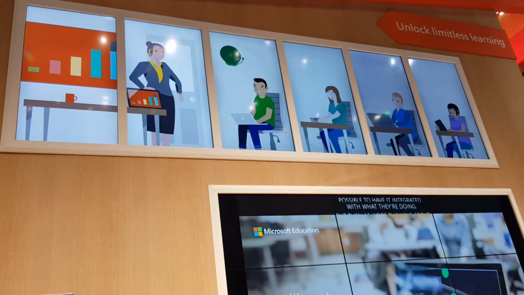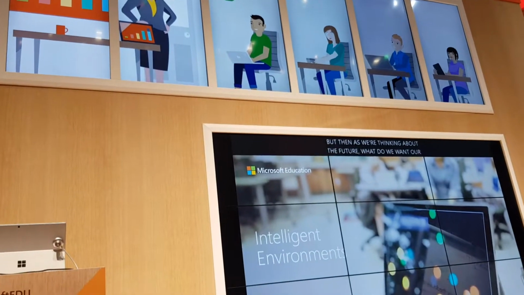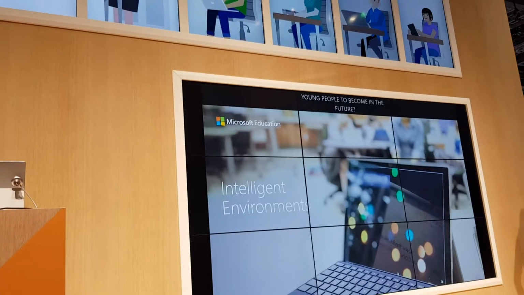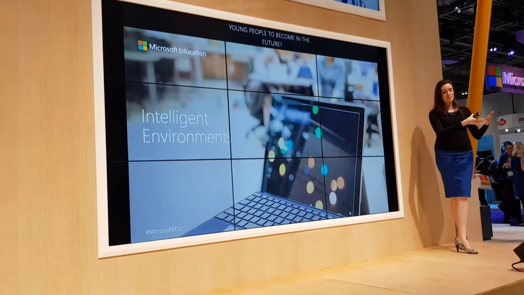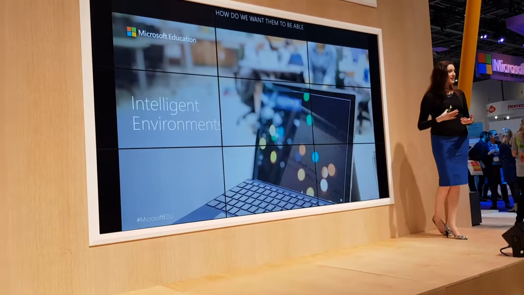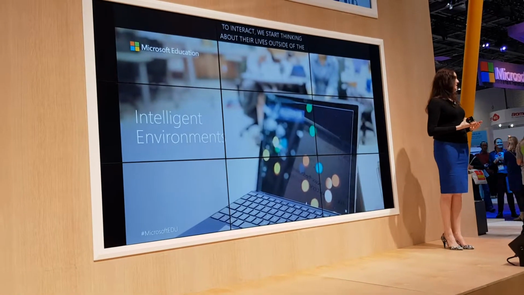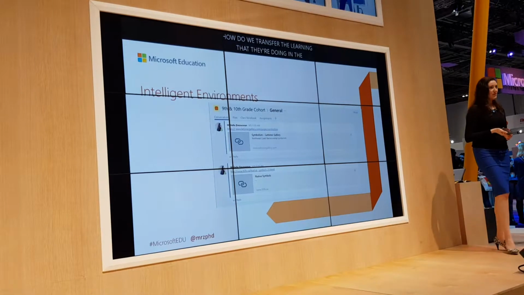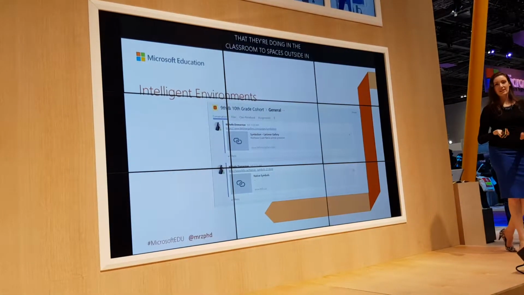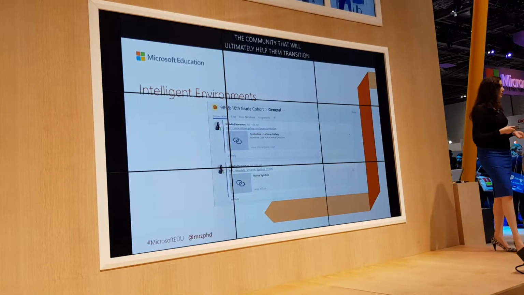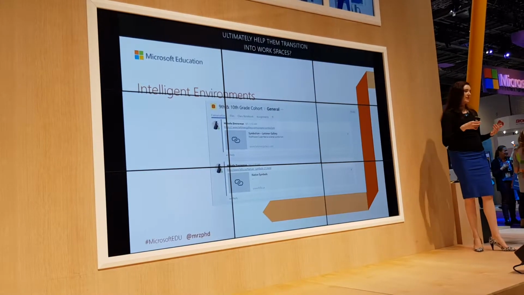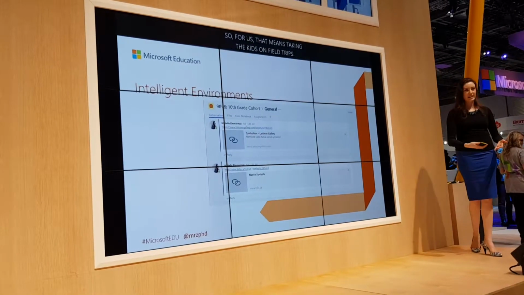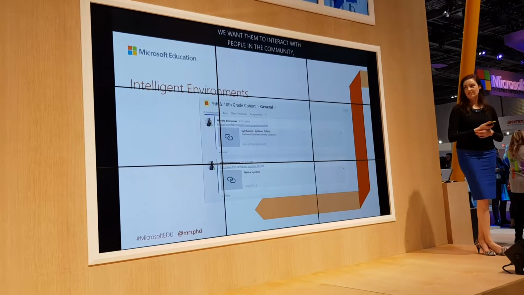We start thinking about their lives outside of the walls of the classroom. How do we transfer the learning that they're doing in the classroom to spaces outside in the community that will ultimately help them transition into workspaces? So for us, that means taking the kids on field trips. We want them to interact with people in the community, experts, other perspectives, other viewpoints, and see that that learning transitions beyond a textbook on the table, on a page, in the walls of the classroom.